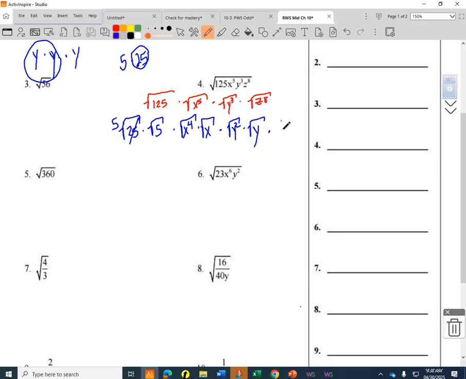And last but not least, the square root of x to the 8th. What's the biggest perfect square factor of x to the 8th? X to the 4th, yes. This is the square root of x to the 4th times the square root of x to the 4th.